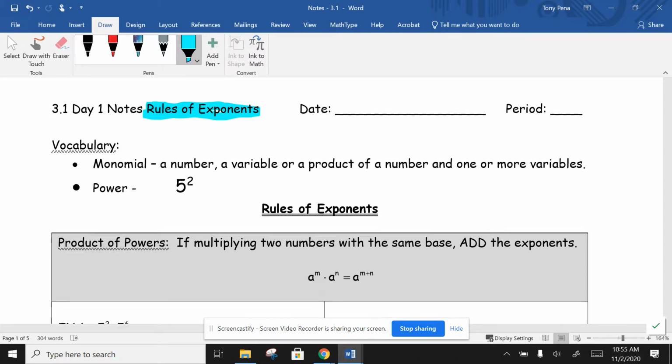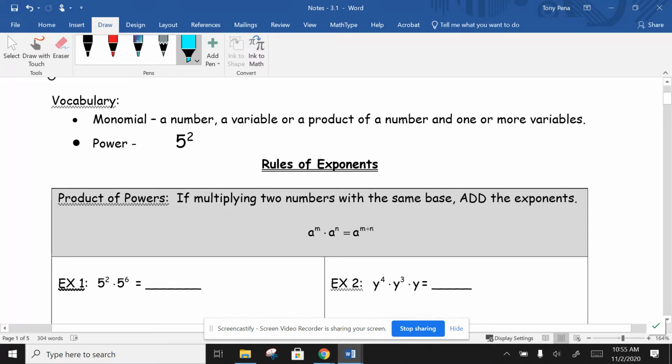All right. So a couple vocab words to start with. When you see the word monomial, that's a prefix that you're probably familiar with in other classes. The prefix tri means 3. A bi means 2, like bicycles, 2 wheels. The prefix mono means 1. So a monomial is one term.